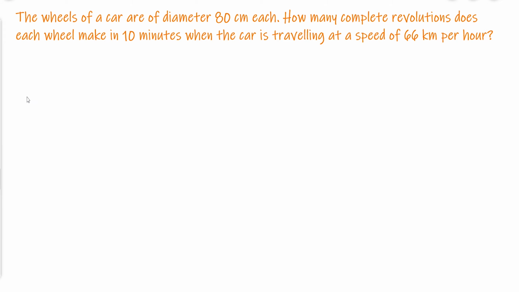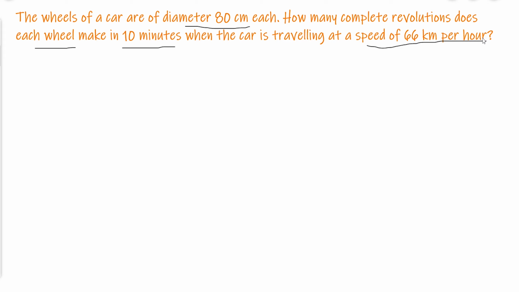Warm greetings. Today we'll be solving this problem. Wheels of a car are of diameter 80 centimeter. How many complete revolutions does each wheel make in 10 minutes when the car is traveling at a speed of 66 km per hour? Very first, we should take care that the units are completely different.